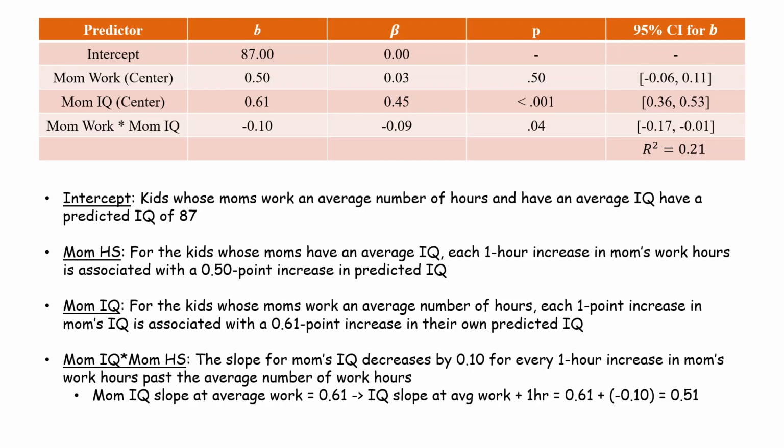It's not necessarily that you have to look at the effect of mom's IQ as a function of mom's work hours. We could also say, hey, the effect of mom's work hours on child's IQ varies as a function of mom's IQ. So the interaction holds no matter which term you're interested in as being your main predictor, so to speak, and which one you're interested in as being the moderator or the variable that your main effect is dependent upon. So just want to make that clear. You can interpret this in terms of either of your predictors.